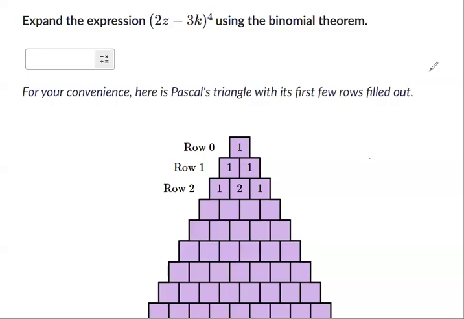Hello, everyone. So in this video, we are going to try using Pascal's triangle and the binomial theorem to expand the fourth power of this binomial. The first thing we are going to try: remember, Pascal's triangle is a triangle that we get by adding the numbers in the rows together to get the next number.